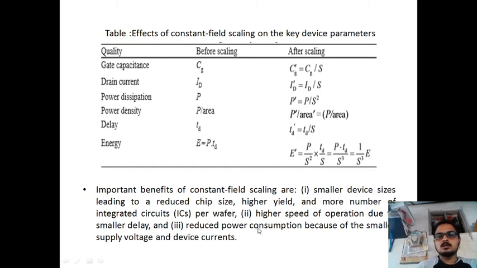Then the third one is reduced power consumption because of smaller supply voltage and device current. See here, the power consumption is reduced by a factor of S square, the scaling factor. That is, the power consumption is reduced when you reduce the supply voltage and device current. When the supply voltage is scaled, the power consumption will be reduced.